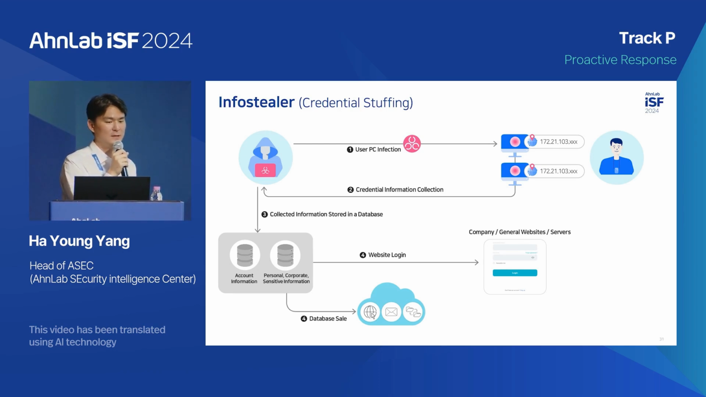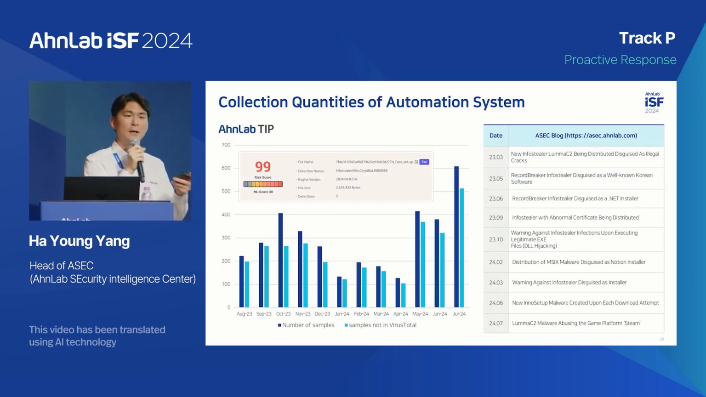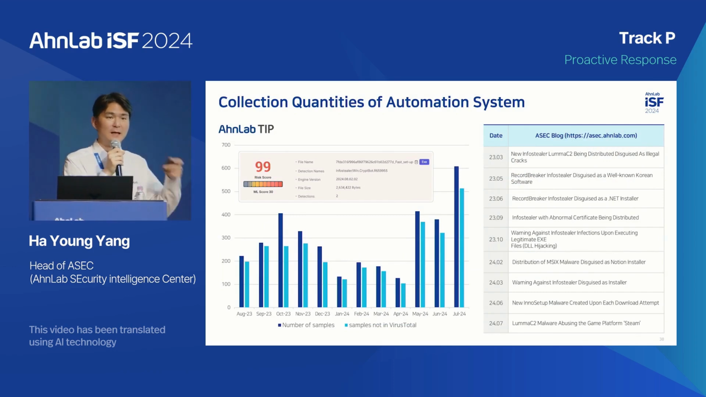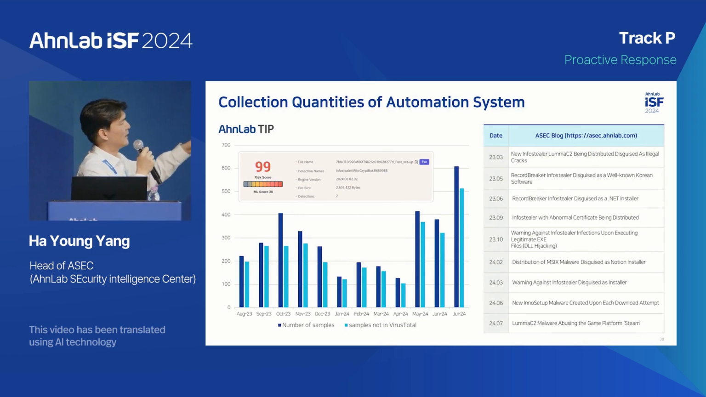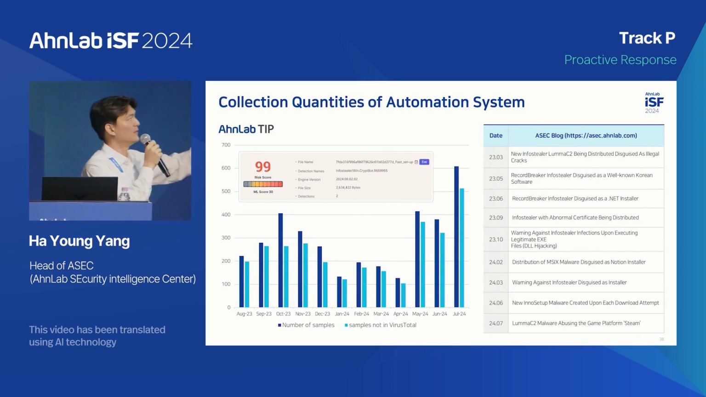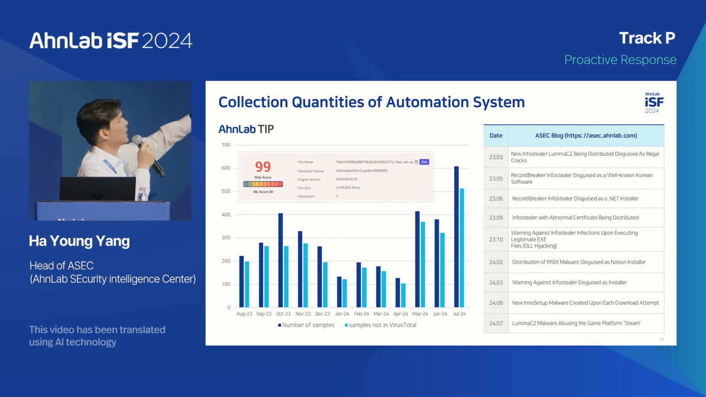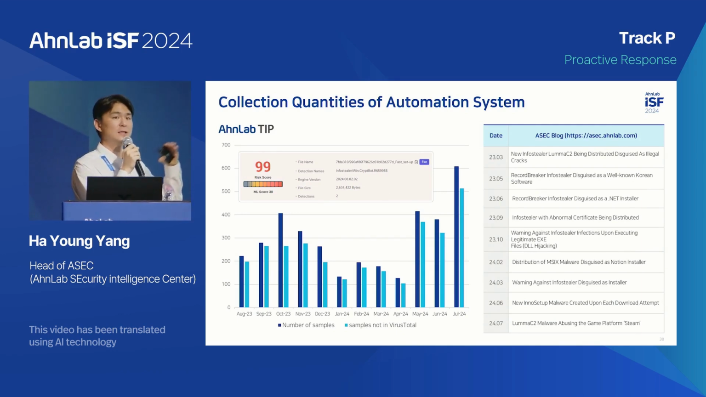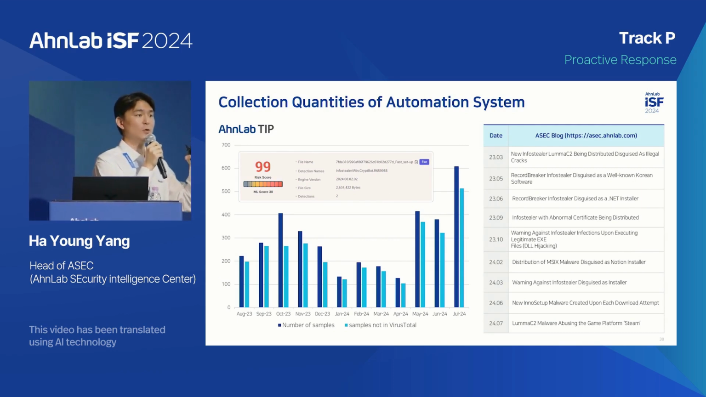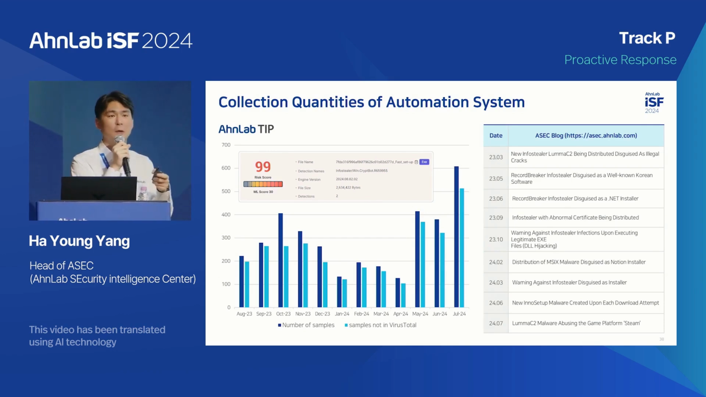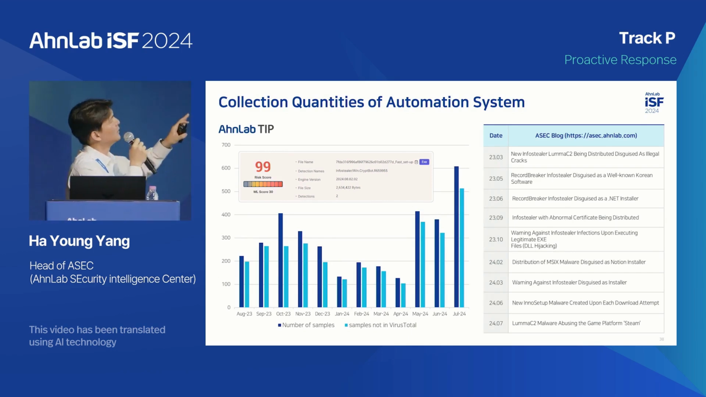ASEC has effectively established infrastructure to automatically collect and respond to InfoStealer malware disseminated using these SEO poisoning techniques. So it shows the monthly overview statistics of the malware collected in that way. And the dark blue you see on the left represents the quantity of samples initially at the time of the initial collection. The light blue color represents the results from VirusTotal, when that sample was checked at the time of the initial collection. It indicates cases where most files are either not detected in VirusTotal or returned as normal files.